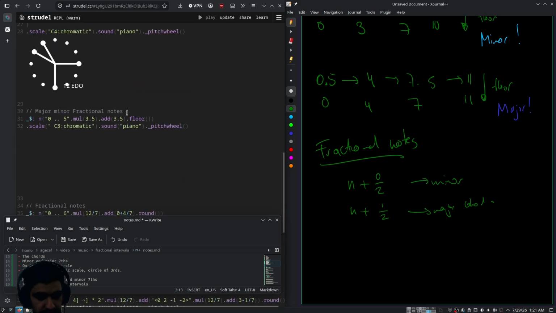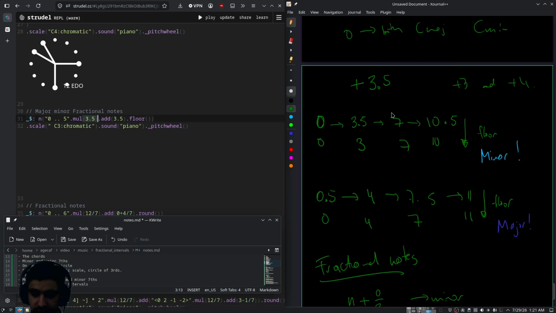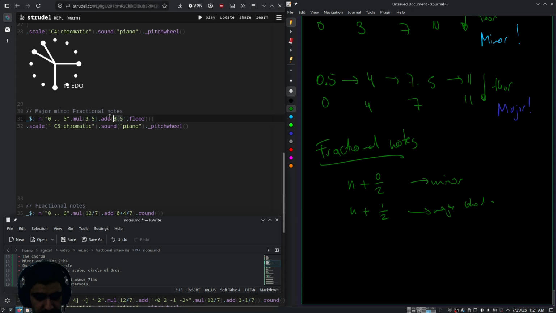So here I have n, so 0 to 5. I'm multiplying it by 3.5. That's going to be our core third interval. And then I'm adding 3.5. Well, actually, let's just add 0 for now. And then we are flooring it, and then we're doing the same as before: same chromatic, same piano, same pitch wheel. So this is going to play through the circle of thirds. In this case, it's going to be our minor triad, and then our minor seventh, and then our minor ninth, and so on. Let's see how it sounds.